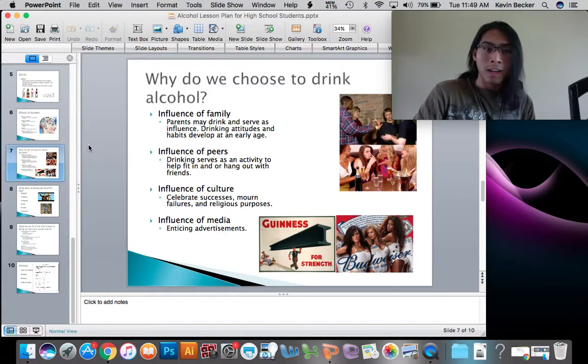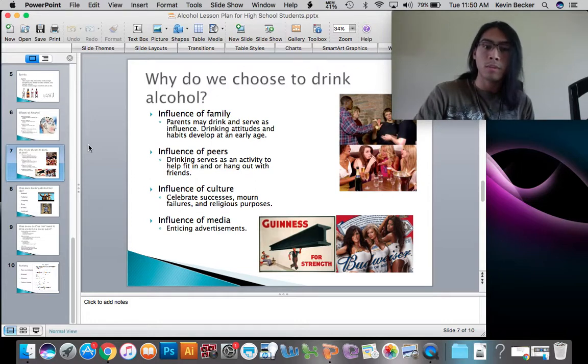At this point in time, everyone wants to fit in, everyone wants to find their flock, and drinking serves as an activity to help hang out with friends. The influence of culture is also huge. I mean, in our culture, we use alcohol to celebrate successes. This could be graduation dates, it could be dates, it could be anything where something has gone well. We use it for a celebration.